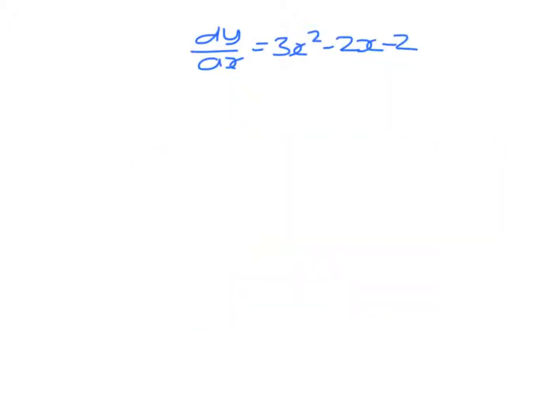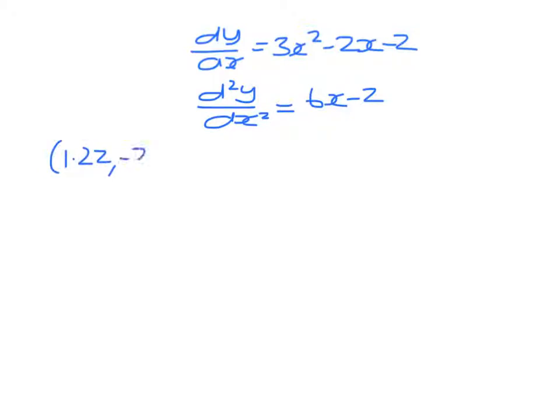To find out if the turning points are maximums or minimums, we need to differentiate a second time, and that gives us 6x minus 2. Our first turning point was 1.22, minus 2.11, and if we substitute in x equals 1.22, we get 5.32. Well, that's greater than 0, so I know that that's a minimum turning point.